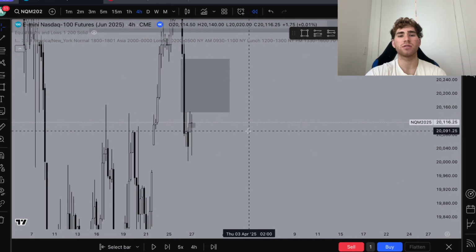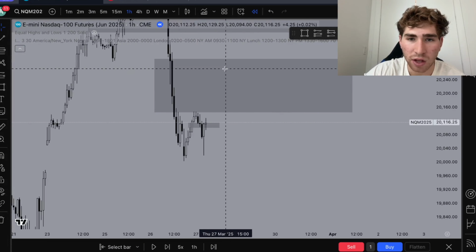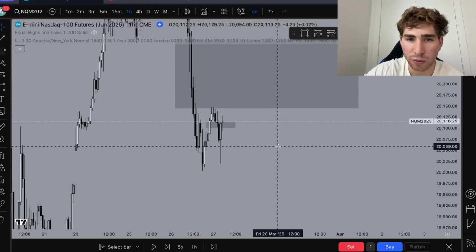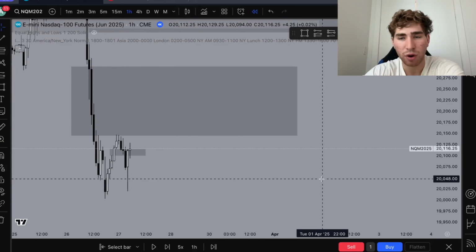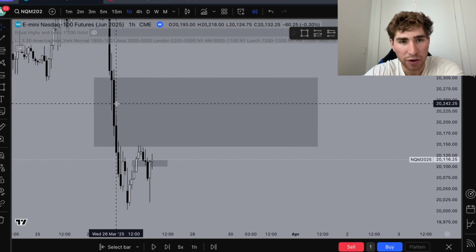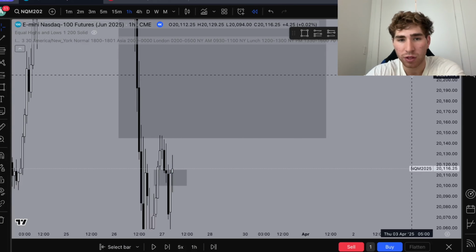That's only because we already took out all the sell side, so price definitely just wants to have a little retracement. All right, hop down to the 1 hour. You can see price taps into a weekly, creates a bearish 4 hour fair value gap. What does price do? Pushes back into it and respects it.